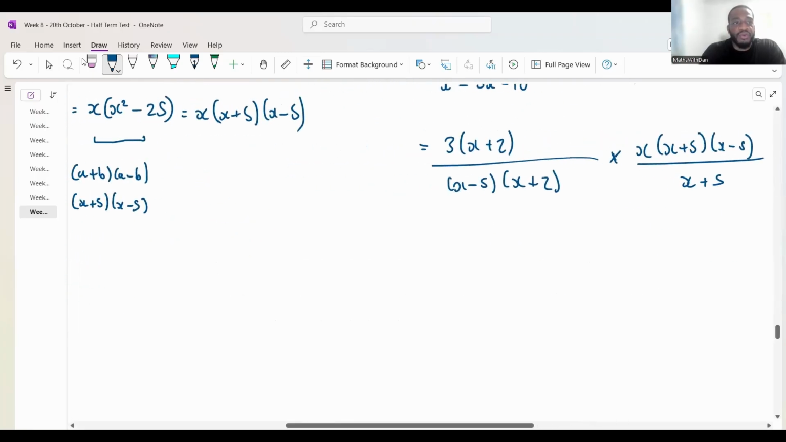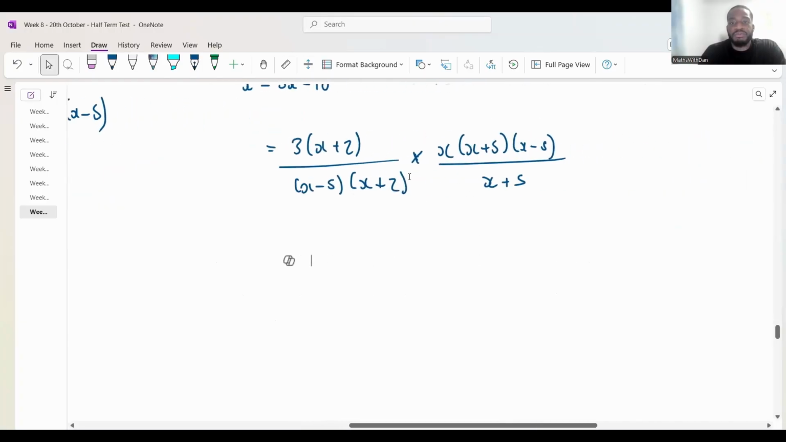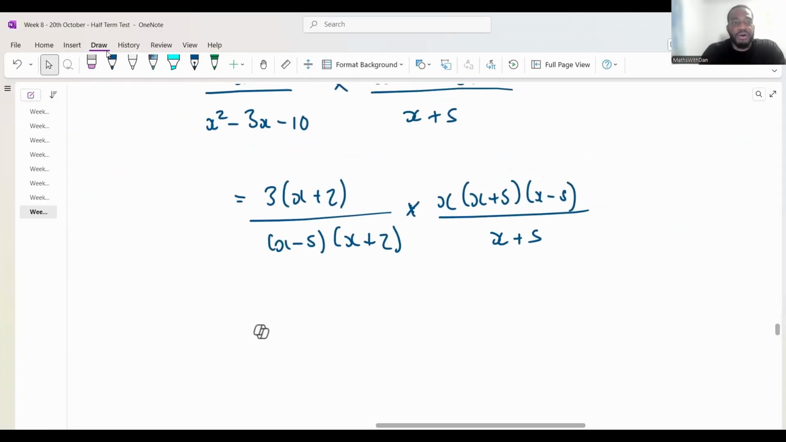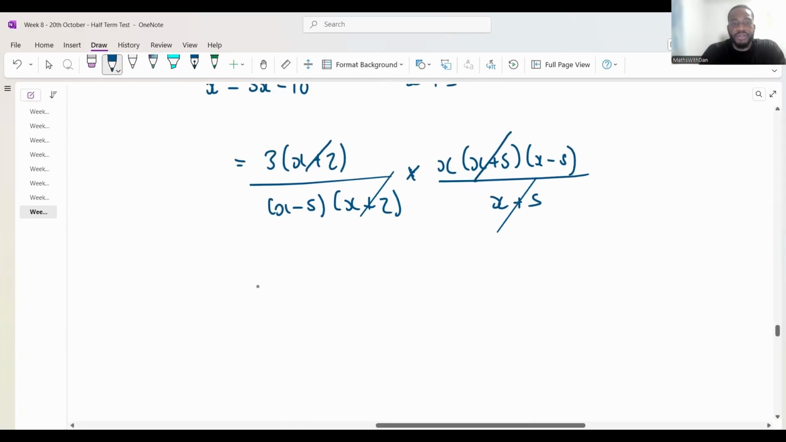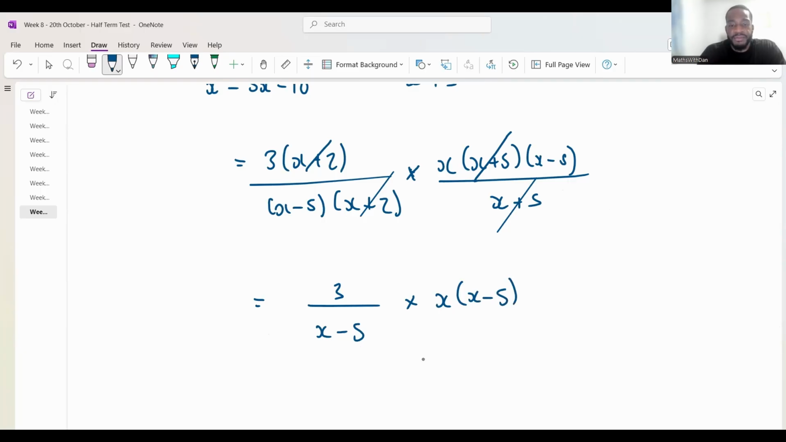So what could we do here? Well, when I look at this, from here anyway, if I just do it bit by bit, I can see top and bottom, I can cancel the x plus 2 with that. I can also cancel this with that. So far, I have 3 over x minus 5 times x and then x minus 5. Do you guys agree? Are you guys happy with that so far?